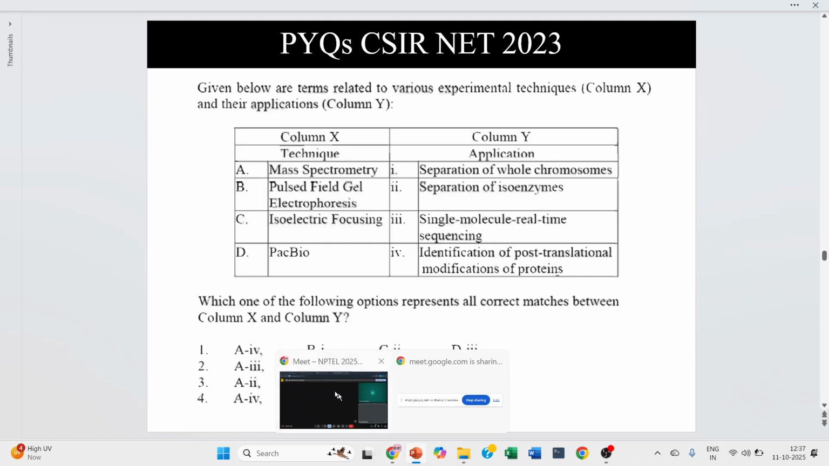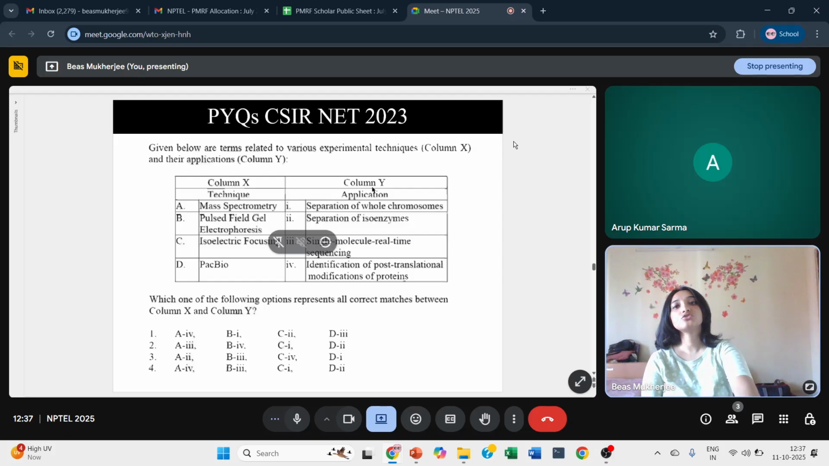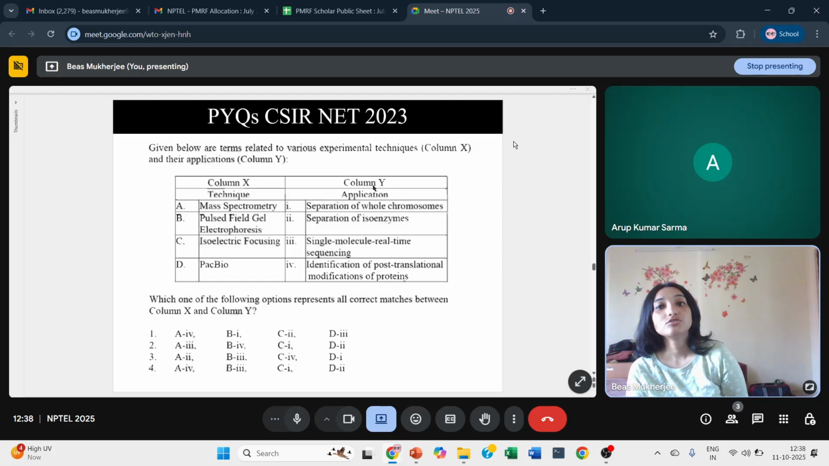Now we come to the next question. So given below are the terms related to various experimental techniques. Now from here you can understand that in the same question paper, there are so many questions already there that we have covered in this course. So you will be able to solve all of these, okay, if you understand the course properly. So the technique is given and the application is given.